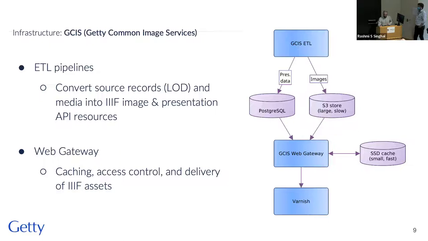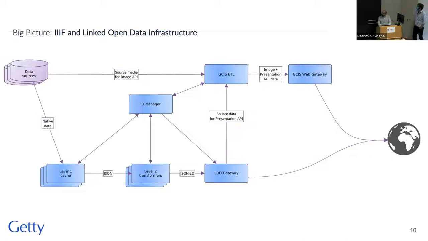And this is all together. So putting this all together, we have the data sources that feed the level one cache. That level one cache outputs JSON that goes into the LOD transformers that output JSON-LD into the LOD gateway. And GCIS feeds off of that, and the raw images, the large images from the data sources, to make derivatives that are served via the GCIS web gateway. In the middle of it, we have the ID manager, which I'm going to talk about in a minute, or David will. It's something that we use to reconcile all the identifiers from different sources. It's a place where we create links between different identifiers of the same things that are represented in different systems.